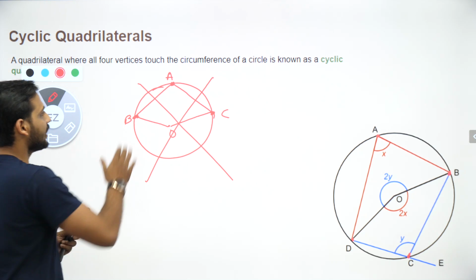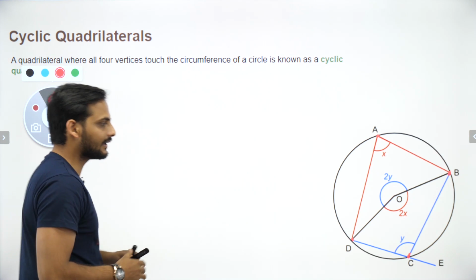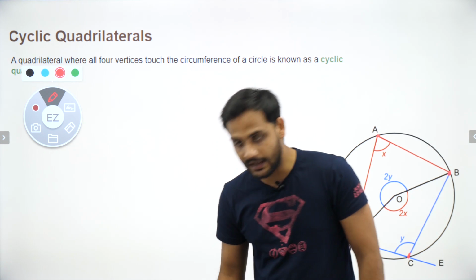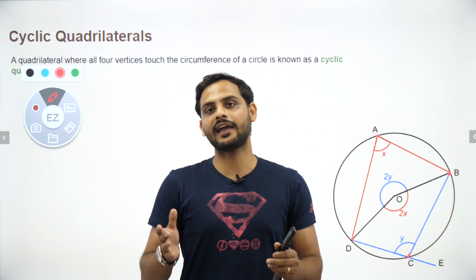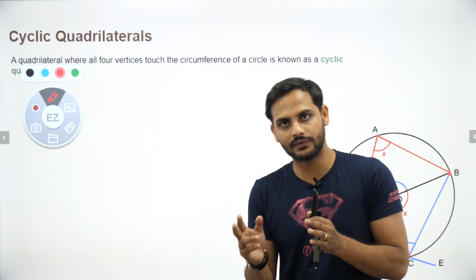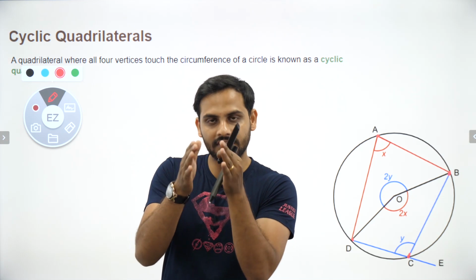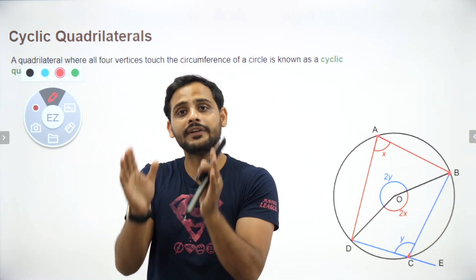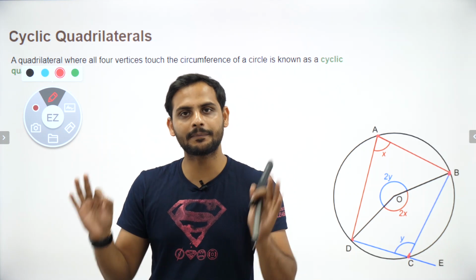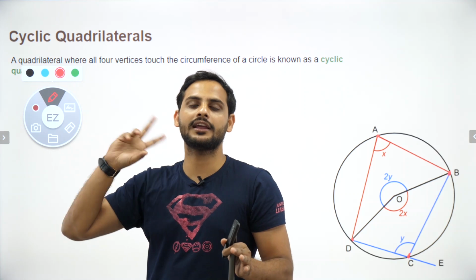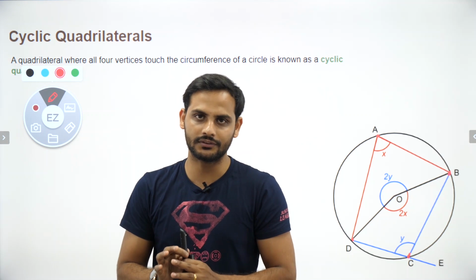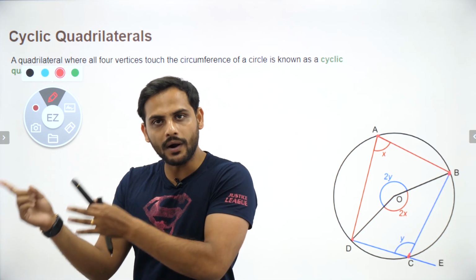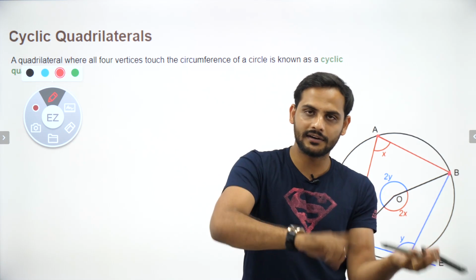Now once it is a cyclic quadrilateral, it has a very important property: opposite angles of a cyclic quadrilateral are supplementary. It works both ways. If a quadrilateral is cyclic, then opposite angles will be supplementary, and if in any quadrilateral opposite angles are supplementary, definitely it will be a cyclic quadrilateral. So it is a converse for each other as well. Got it?